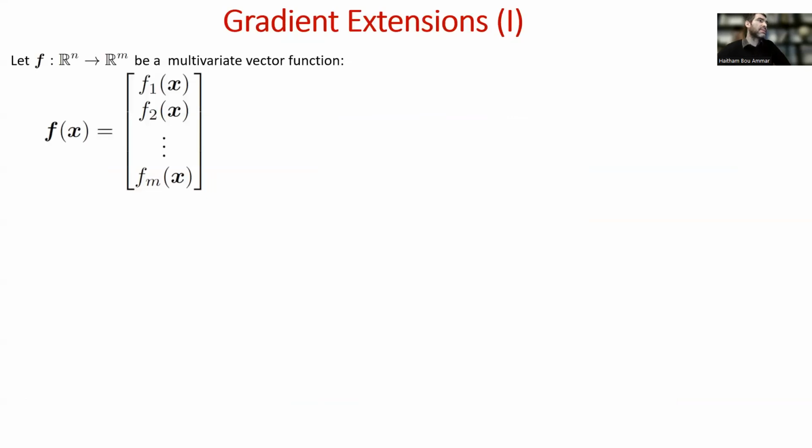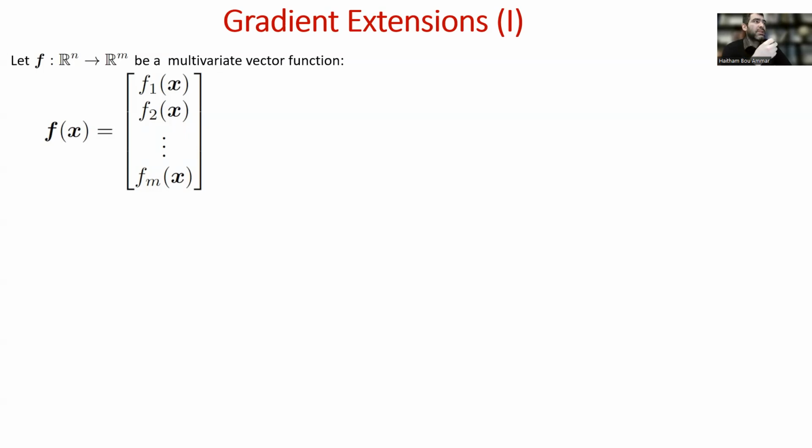Now let us quickly discuss the extensions of the gradient. We'll consider two such extensions. Previously, we discussed the case where our function was a multivariate function. What does it mean? It takes points in n-dimensional Euclidean space and returns scalars, so just numbers.